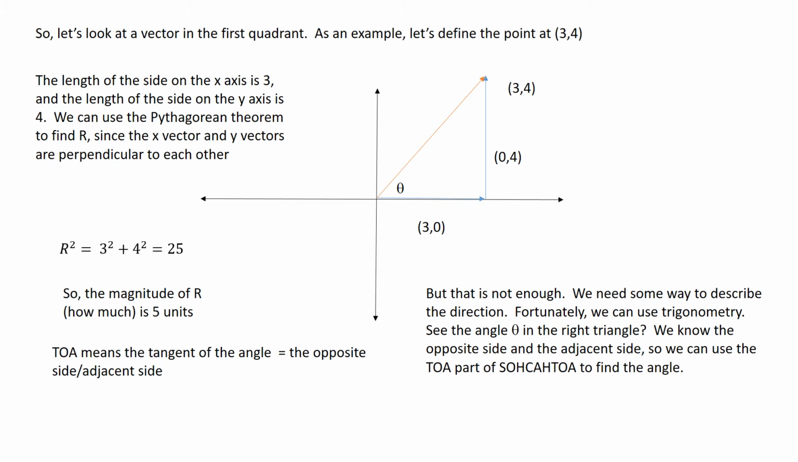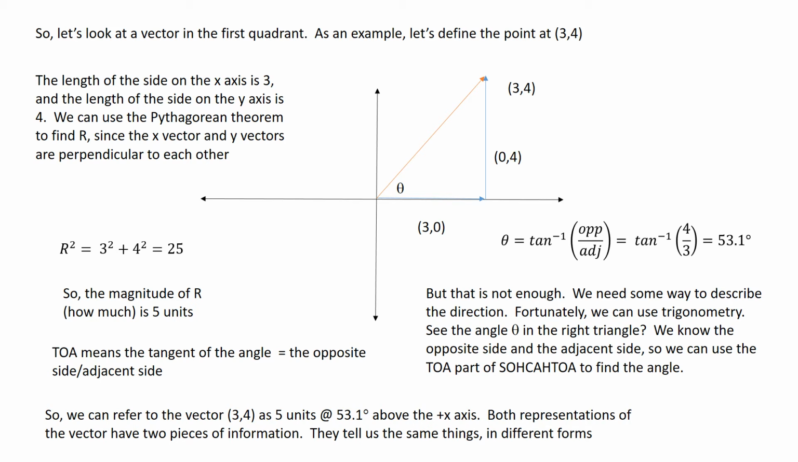I'm going to use trigonometry to do this. What do I get? My angle is going to equal the inverse tangent of the opposite over the adjacent. In this case, it was the inverse tangent of 4/3, or 53.1 degrees. You can refer to the vector 3, 4 as 5 units at 53.1 degrees above the positive x-axis. Both representations of this vector have 2 pieces of information. They tell us the same thing, just in different forms.